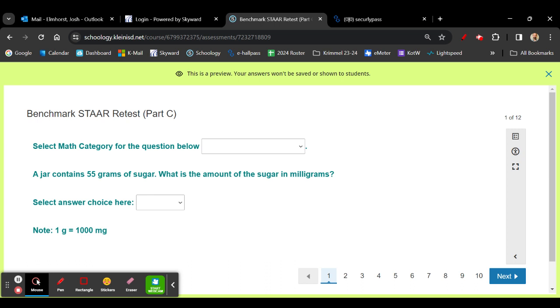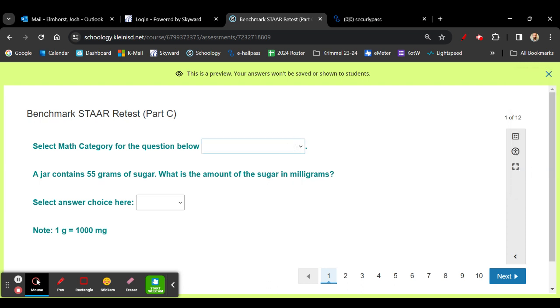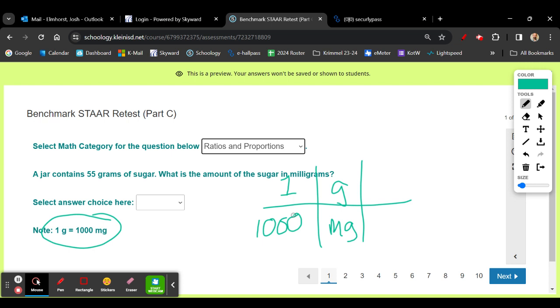So we take a look at the question here. We had a jar containing grams and milligrams. So when we're comparing things of like or similar items, we're going to use ratios and proportions. And we have grams to milligrams. So we're going to set up the ratio comparison, grams to milligrams, and put in our given rate or our given ratio.